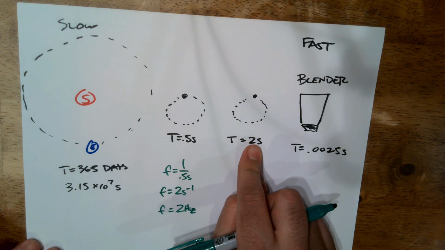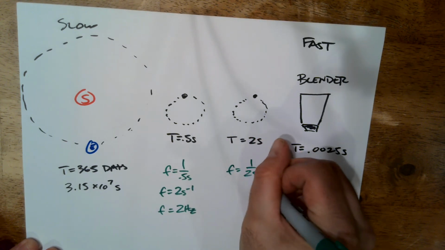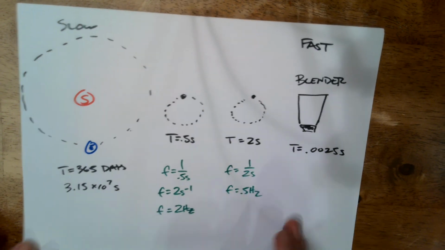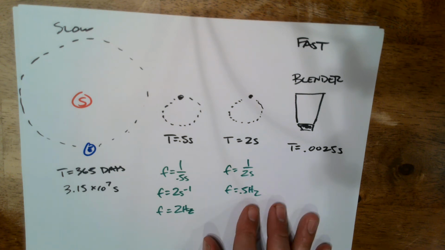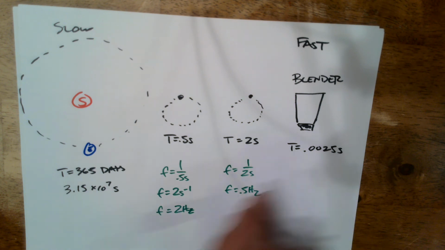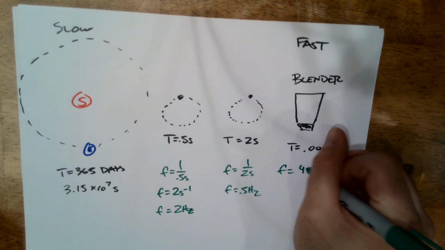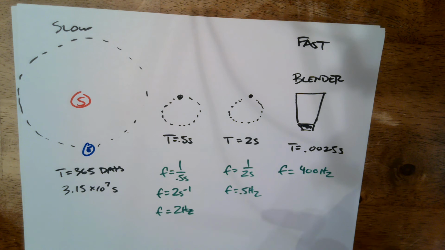The thing that was going a little bit slower, a period of 2 seconds, you get 1 divided by 2 seconds. That gives us a frequency of 0.5 hertz. So this thing doesn't do a full rotation in a second. What it does is half a rotation in a second. On to our really fast thing, we're going to get a really high frequency here. 1 divided by that is going to give me 400 hertz. So supposedly this thing will spin around 400 times in a second.